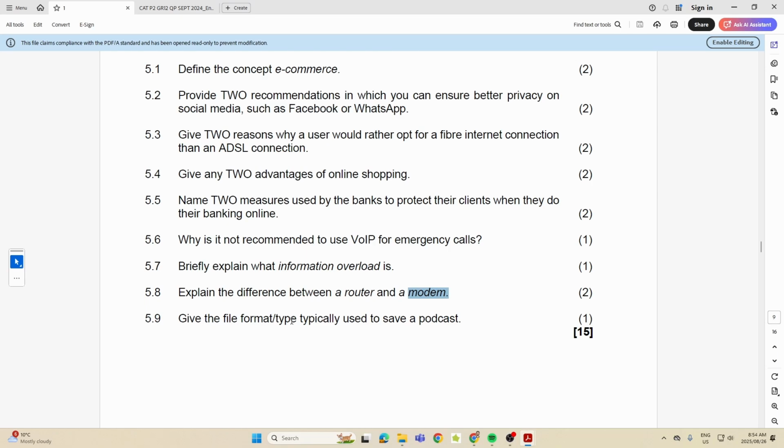Give the file format type typically used to save a podcast. Podcast would be generally audio only, so that could be a MP3.